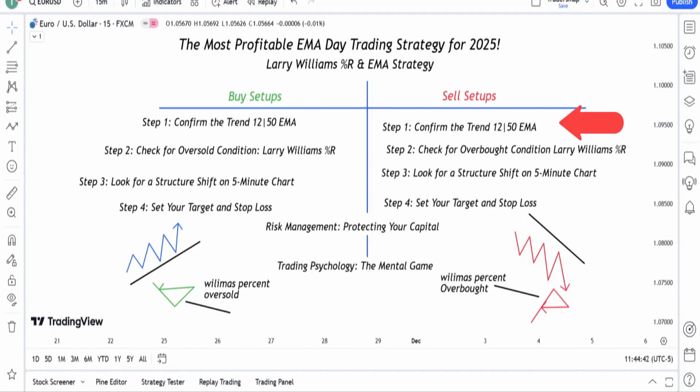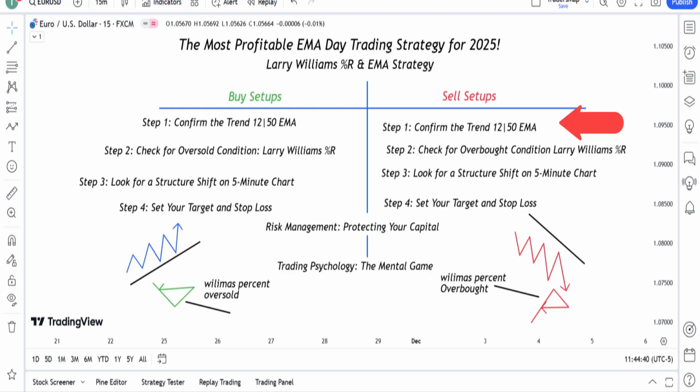Step 1. Check your trend. We start by confirming the trend on the 15-minute chart. Here, the 12 EMA is clearly below the 50 EMA, confirming a bearish trend. This tells us we're only looking for sell setups.